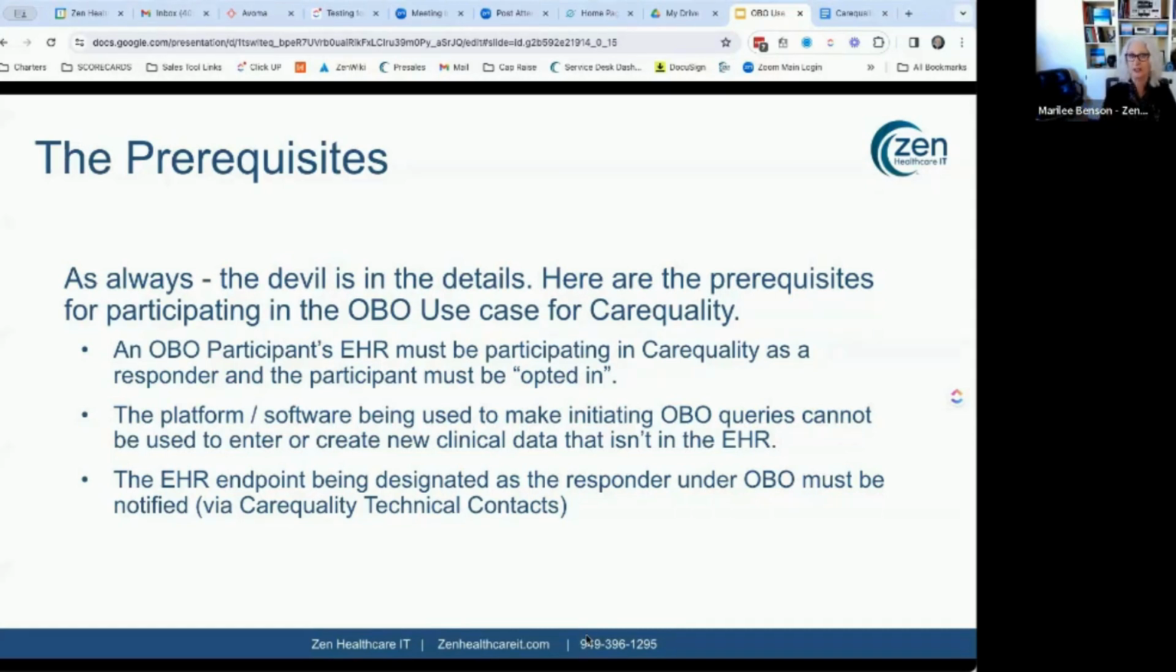And then finally, there's just this need to notify the responding endpoint. In our little scenario, that would be Epic, that in fact you intend to use the OBO use case. And so it's typically helpful to have the provider or provider group that's actually the one that's using the technology. Obviously, they have to be part of that communication, but it's fairly easy to do this notification simply using the Carequality technical contacts. And so far, we find that process seems to be working smoothly when people follow it.